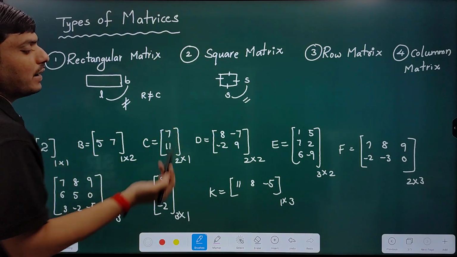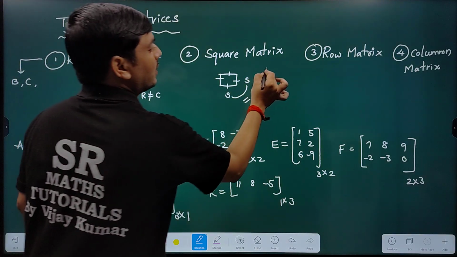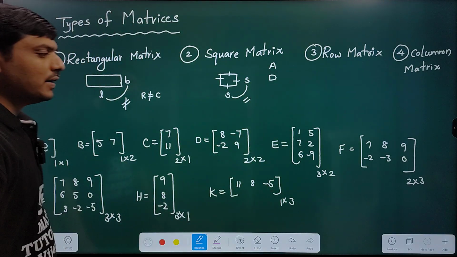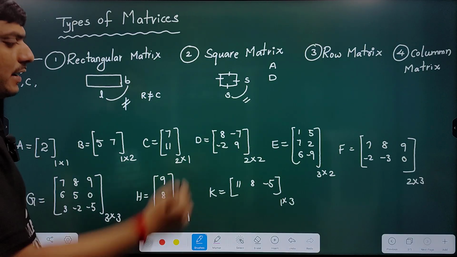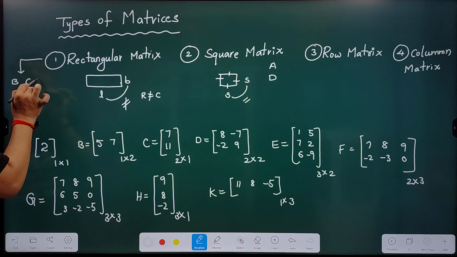D is square. A is square, D is square. Next, C completed, D completed. Next, E. E is a rectangle.